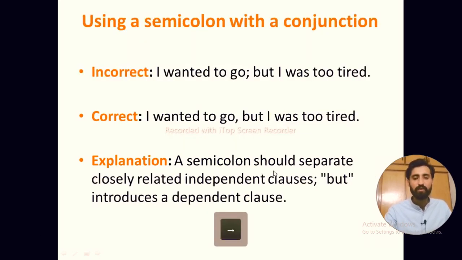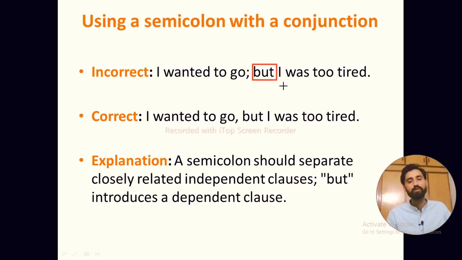Now let's talk about another thing, that using a semicolon with a conjunction. Sometimes हम conjunction के साथ इसको use करते हैं. तो अब देखते हैं, I wanted to go but I was too tired. Now there is a conjunction. So it means that when there is a conjunction in a sentence, we're not supposed to use semicolon, rather we are supposed to use a comma. Okay, so that is another thing to keep in mind.